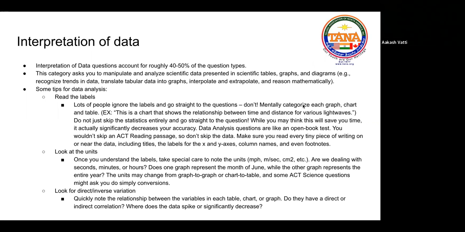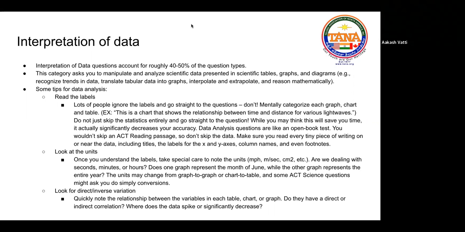Look at the units. Once you understand the labels, take special care to note the units: miles per hour, miles per second, centimeters squared, other forms of measurement. Are we dealing with seconds, minutes, hours? Does one graph represent the month of June while the other graph represents the entire year? The units may change from graph to graph, chart to table, and some ACT science questions might ask you to do simple conversions, such as between minutes and hours, or minutes and seconds.